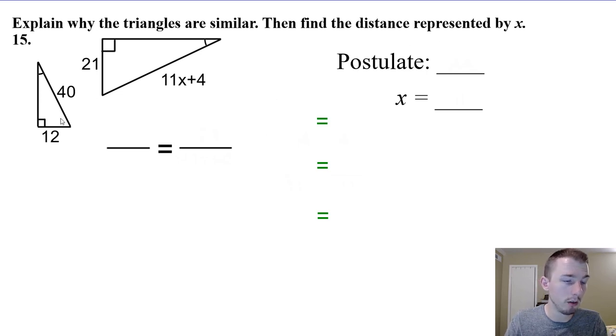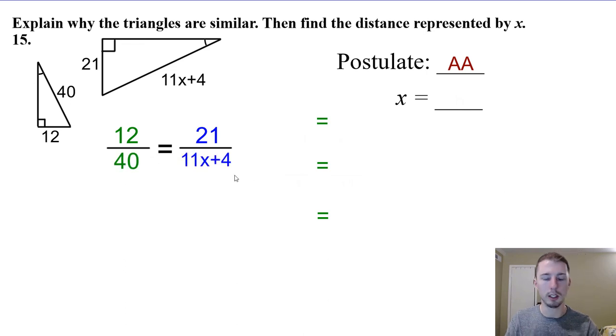15. Explain why the triangles are similar, then find the distance represented by x. All right, we got an angle, got another angle. So we have 2 angles, so our postulate is going to be angle-angle. Now that I know they're similar, I can set up a proportion. So my smallest side of 12 is going to go with the smallest side of 21, just as the hypotenuse of 40 goes to the hypotenuse of 11x plus 4.